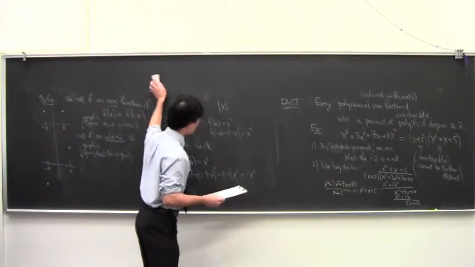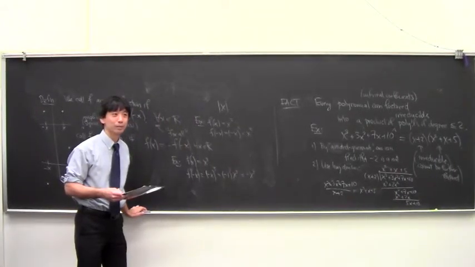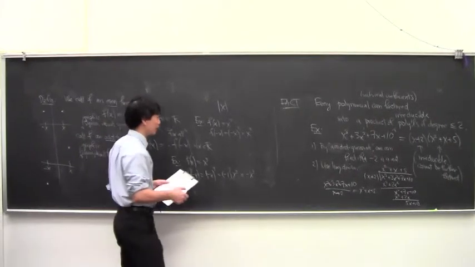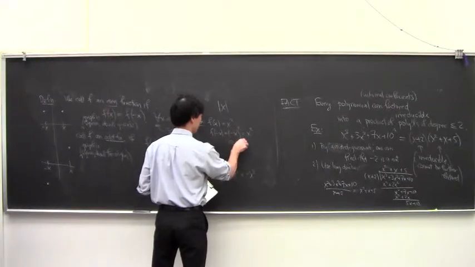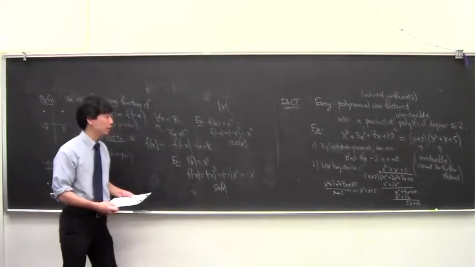Okay. What about sine? Or what about cosine? Those of you who remember. Cosine is even. Cosine is the even one. Sine is odd. We'll get to them later.